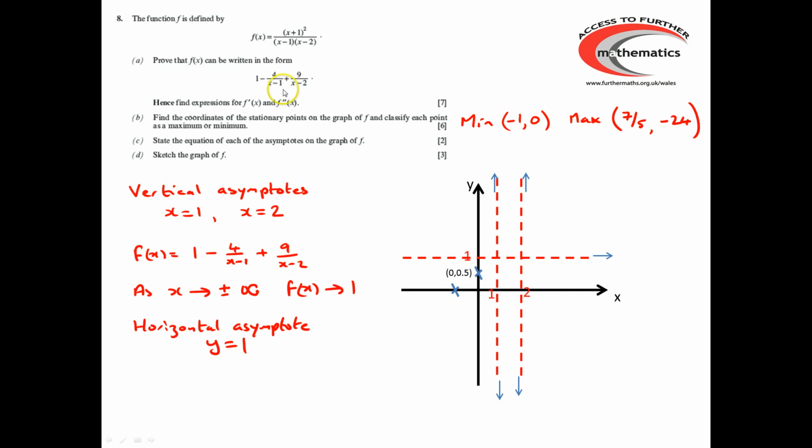Similarly, if we have x is minus 100, then we're going to have minus 4 over minus 101. So that's plus 4 over 101. And then we're going to have 9 over minus 102. So we're going to have 4 over 101, take away 9 over 102, which is going to give us a negative. So we're going to be approaching y equals 1 from below.